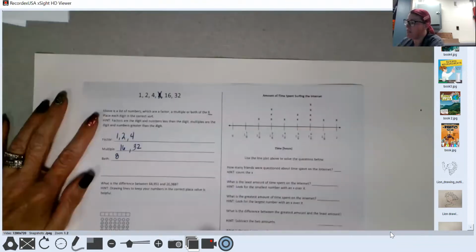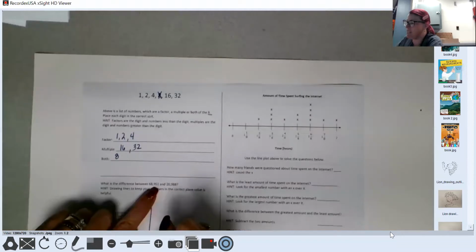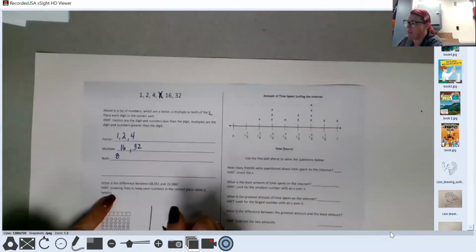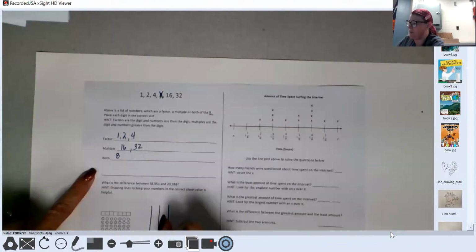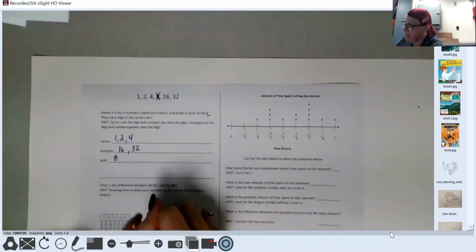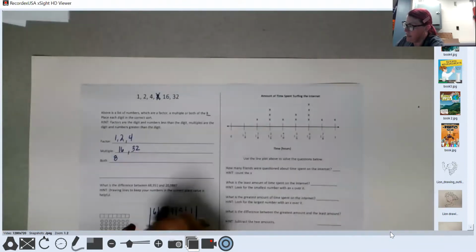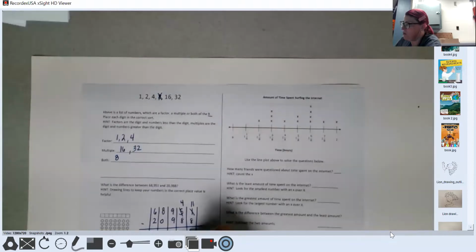All right. What is the difference between 68,951 and 20,988? Hint, drawing lines can keep your numbers in their correct place values to be helpful. So I'm going to draw some lines. I'm going to write this: 68,951 minus 20,988. Can't take 8 from 1, so that's an 11. The 5 becomes a 4. 11 minus 8 is 3.